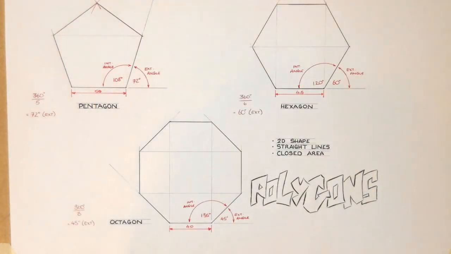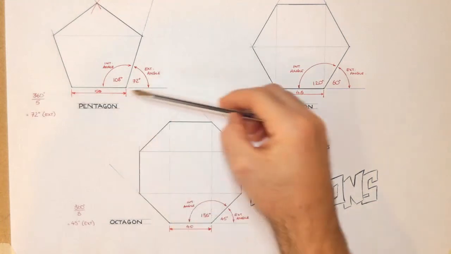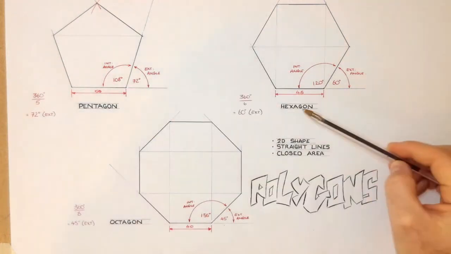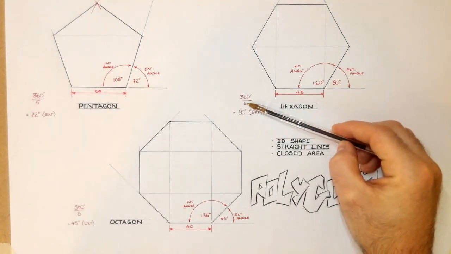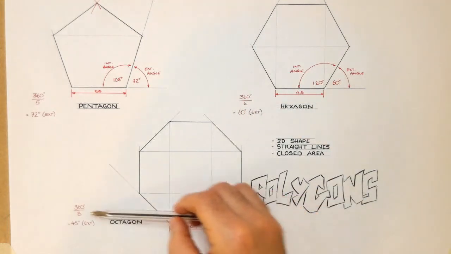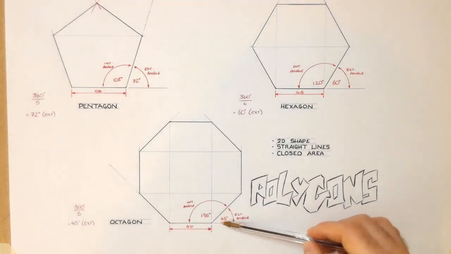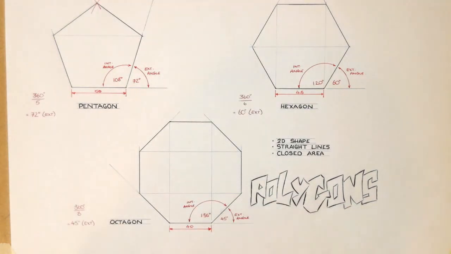more helpful. Okay, so there is our 3 types of polygon drawn. We have a pentagon done, 360 divided by the number of sides, 5, gave us an exterior angle of 72. Hexagon, 360 divided by the number of sides, 6, gave us an exterior angle of 60 degrees. And finally the octagon, 360 divided by 8 gave us an exterior angle of 45 degrees. From that we were able to work out the interior angles.